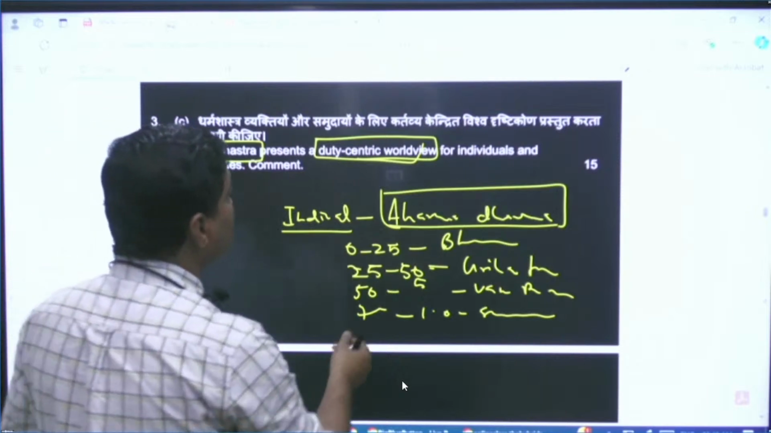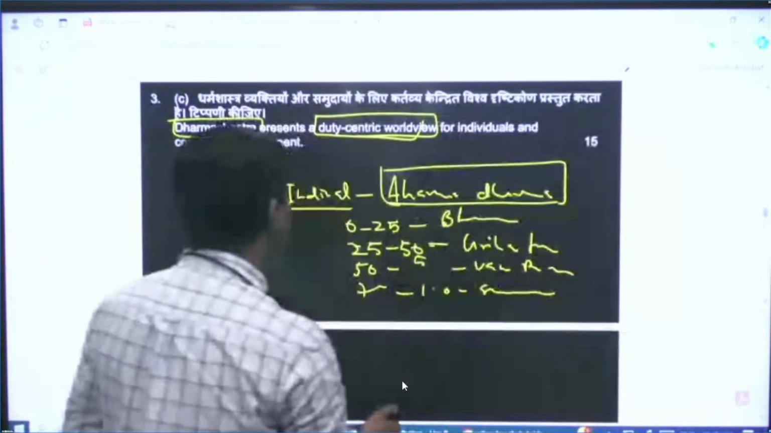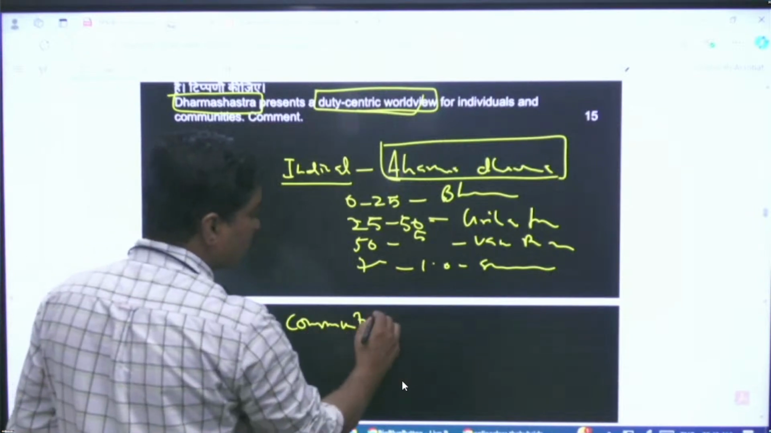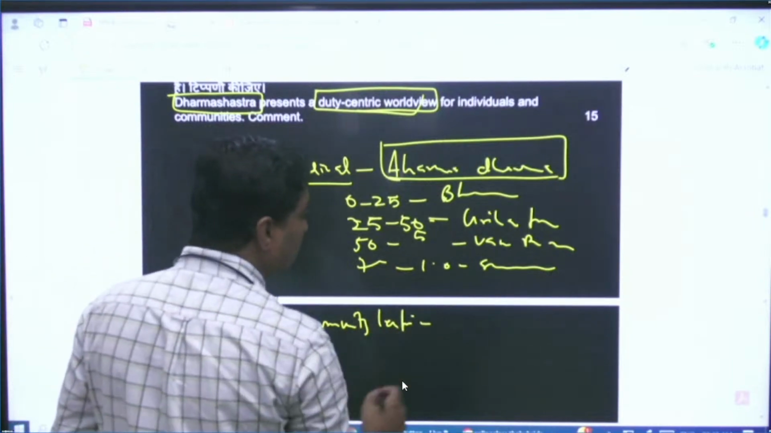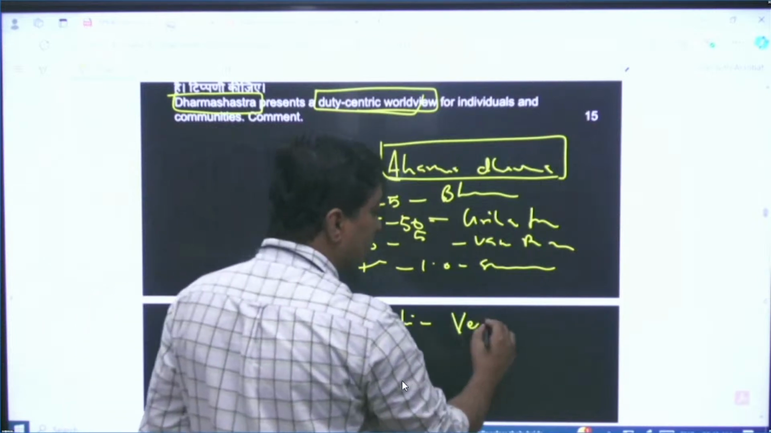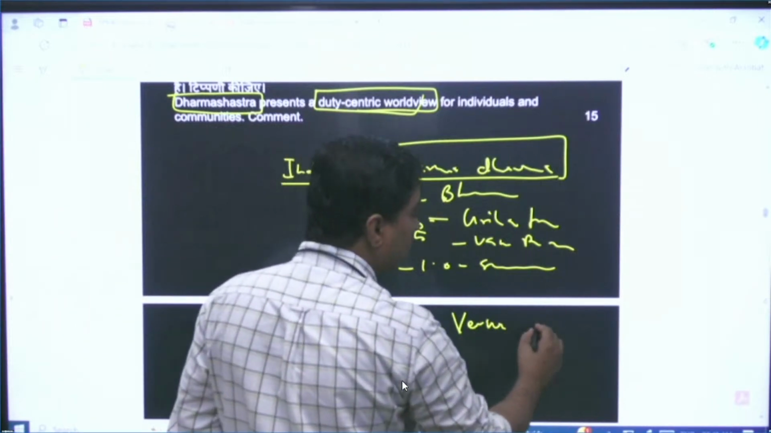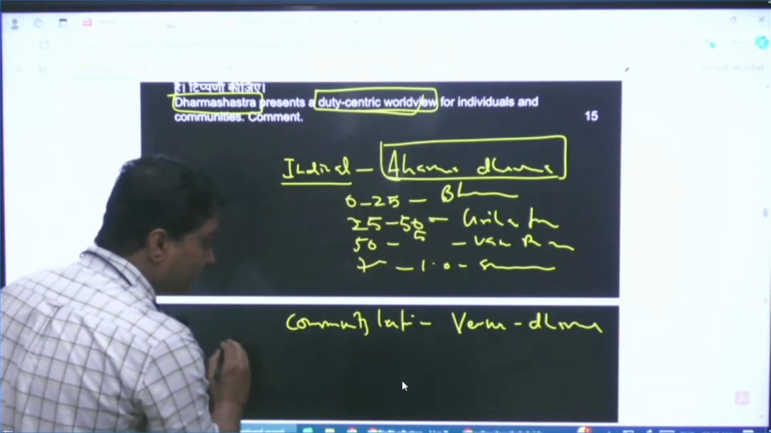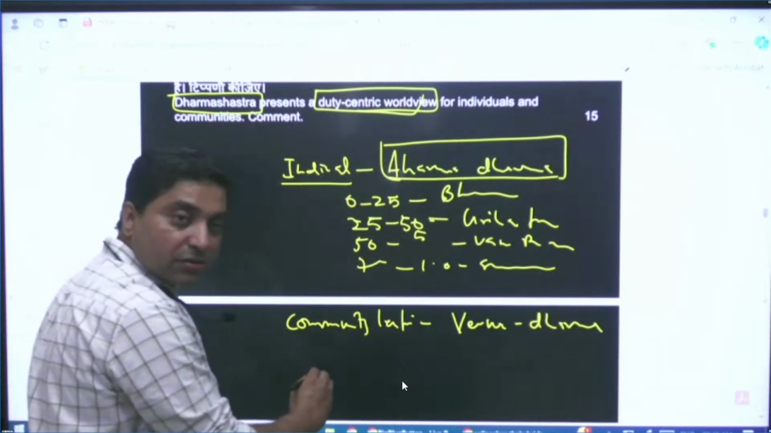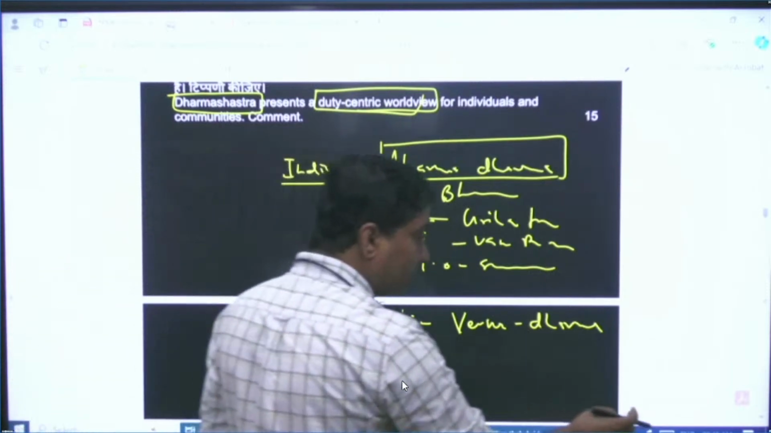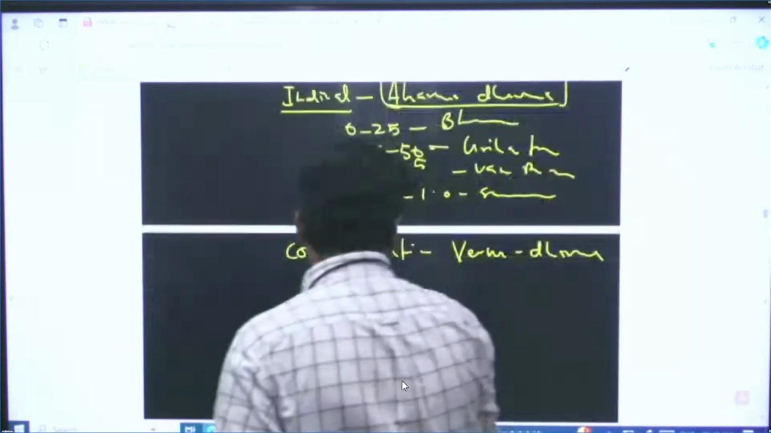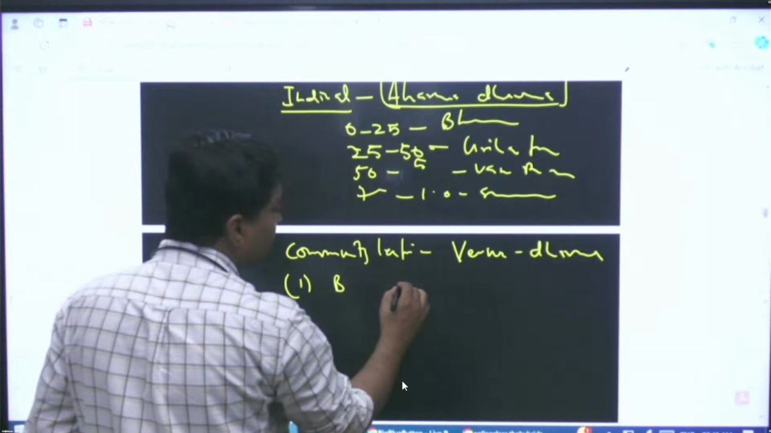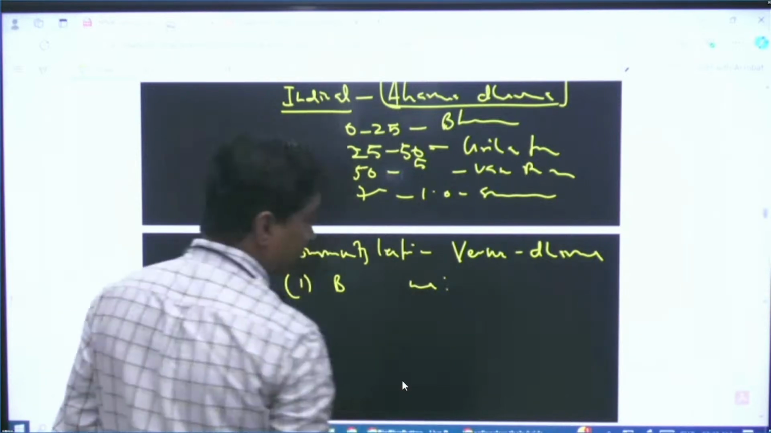Now talk about the community-centric level. It is called Varna Dharma. In ancient society, Dharma Shastra divided society into four parts. And what are those four parts? The first is the Brahmana. Brahmana has a duty.